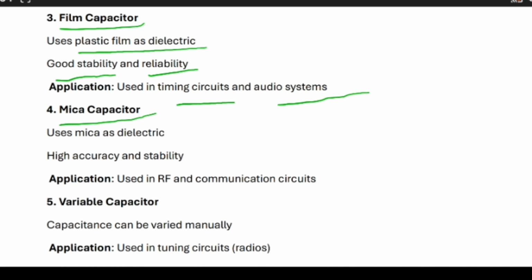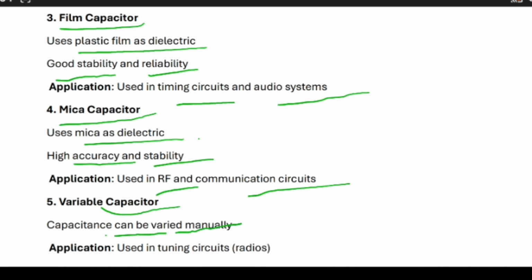Next will be mica capacitors. Mica is the dielectric material. It has high accuracy and stability, so we can use it for RF and communication circuits. Coming to the variable capacitors, the capacitance can be varied manually, so we can use it for tuning of circuits like radios.